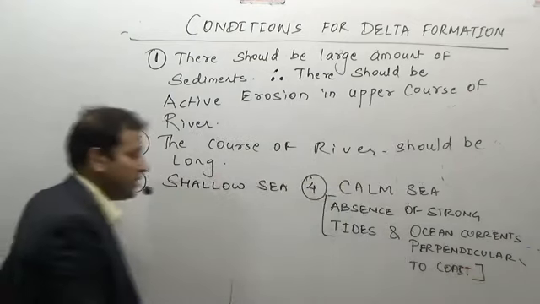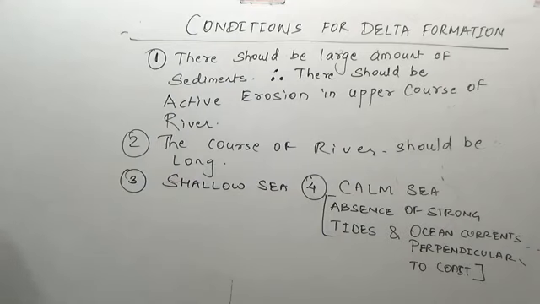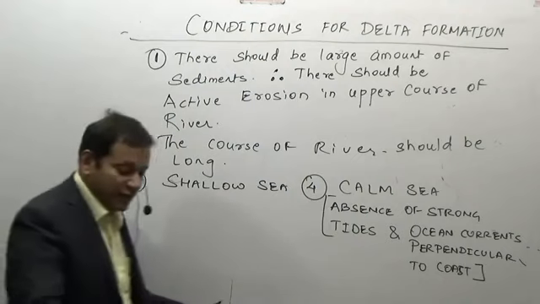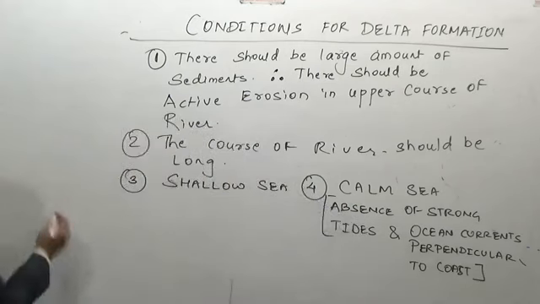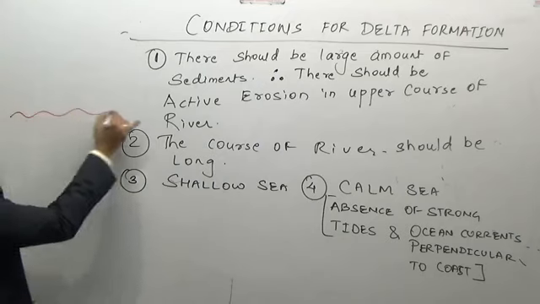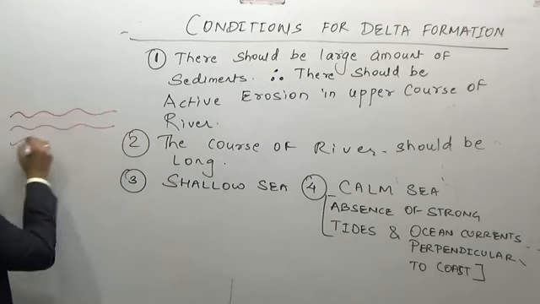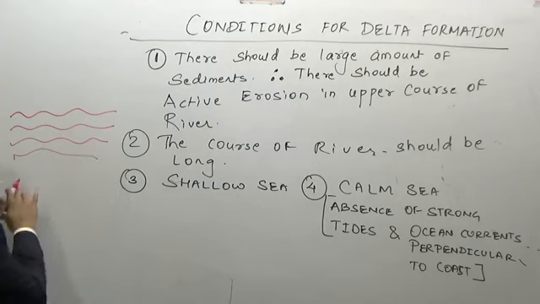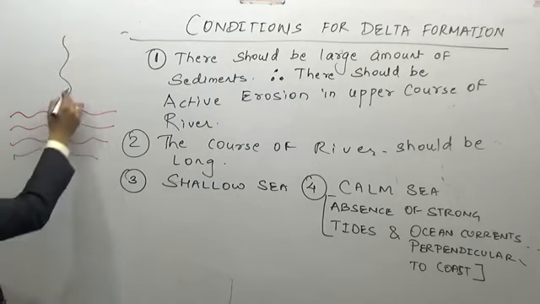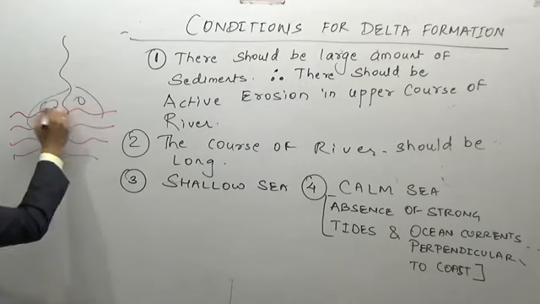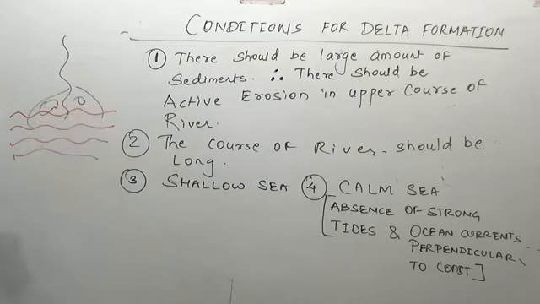Ocean currents perpendicular to the coastline. There should be absence of these conditions, that is, there should not be strong sea and ocean currents perpendicular to the coastline. Now consider if a river is flowing into the sea, and the river comes and directly meets the sea, obviously most of the sediments are deposited, resulting in the formation of a delta. This is the normal condition.